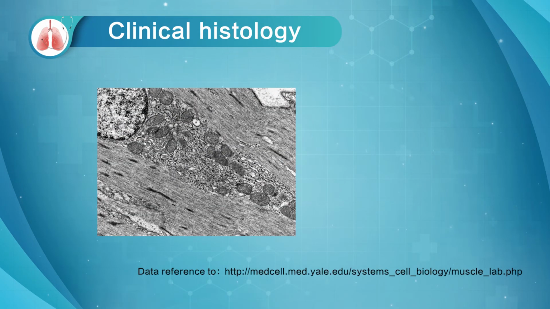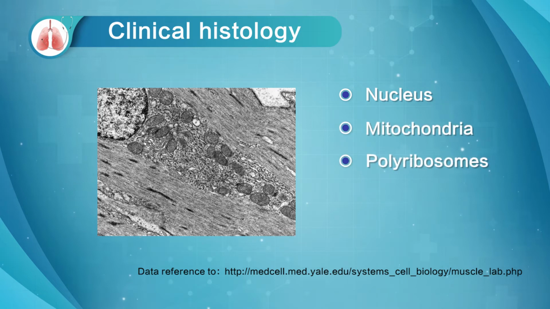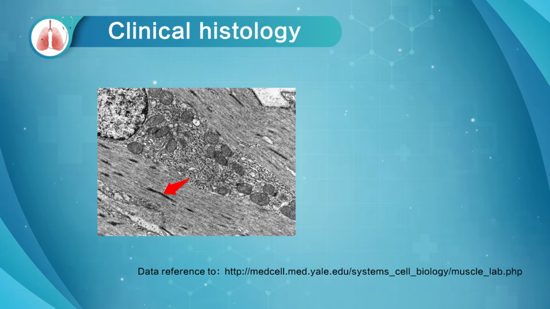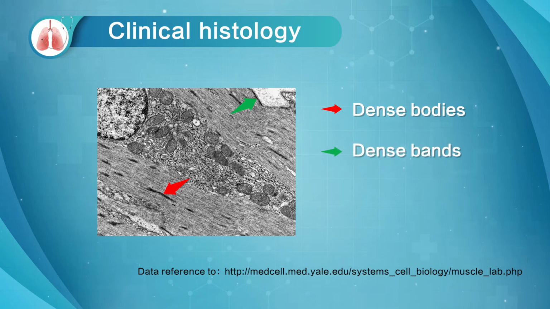In this electron micrograph, we can easily identify the nucleus on the upper left. Just beside the nucleus, you can see the mitochondria, polyribosomes, RER, and vesicles of a Golgi apparatus. The most obvious structure in the cytoplasm is the dense body. They are electron-dense thick lines in the cytoplasm, as indicated by the red arrow. You can also find similar electron-dense lines just beneath the sarcolemma, indicated by the green arrow. They are so-called dense bands.